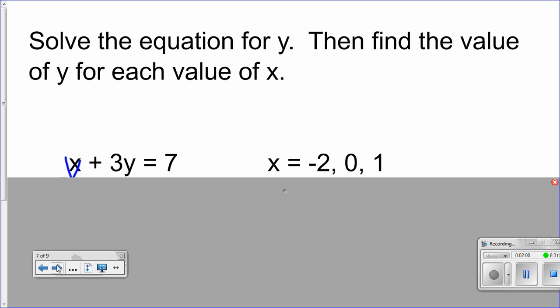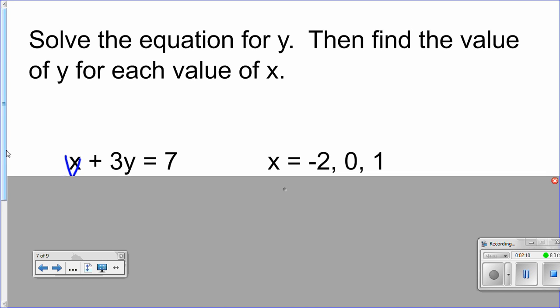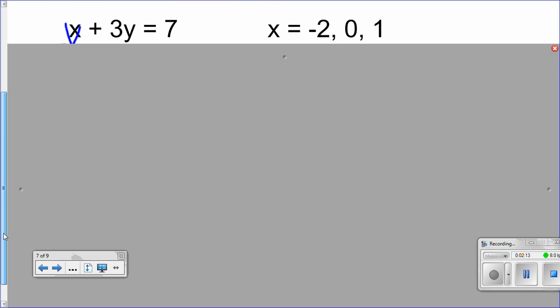Here's another example of problem types you may get. Solve the equation for y, and then find the value of y for each value of x. So here's your equation on the left. x plus 3y equals 7. And the values for x that you need to find y for are -2, 0, and 1.